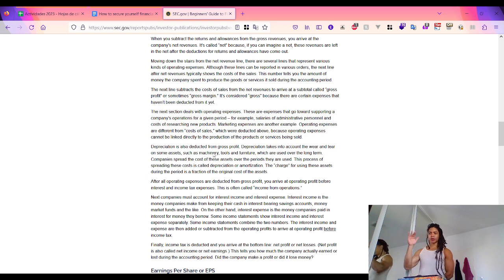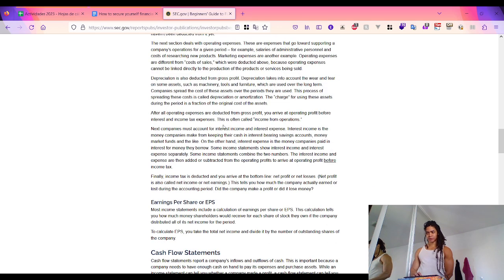So after you deduct all operating expense, including depreciation, from the gross profit, you arrive at operating profit, or income from operation, before interest and income tax spend. Next, the company must account for the interest income and interest expense.